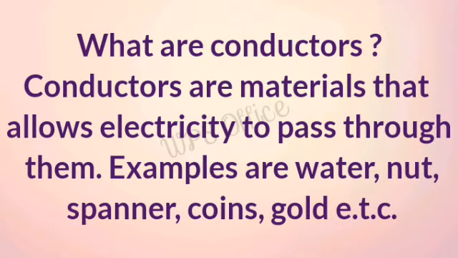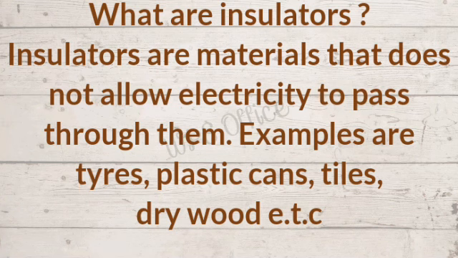Now, what are conductors? Conductors are materials that allow electricity to pass through them. Examples: water, nut, spanner, coin, gold are all examples. Next, what are insulators? Insulators are materials that do not allow electricity to pass through them. Examples are tires, plastic cans, ties, dry woods, and so on.